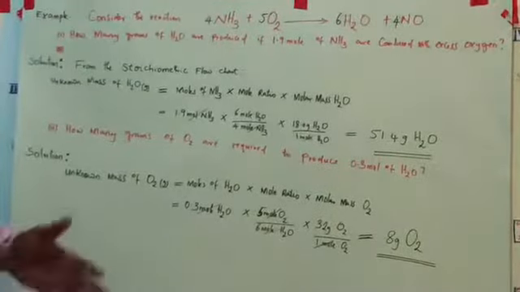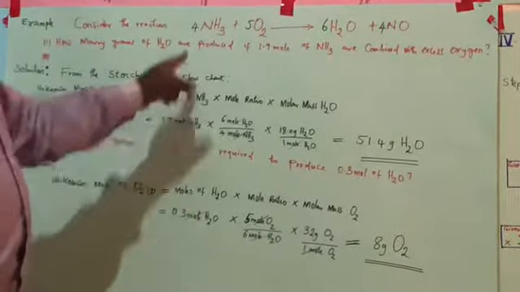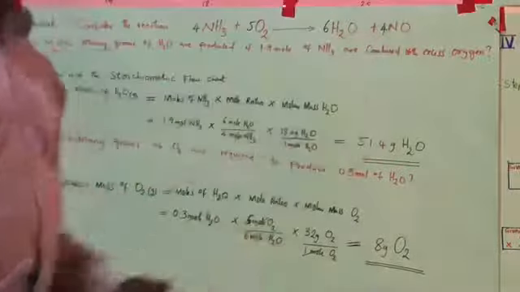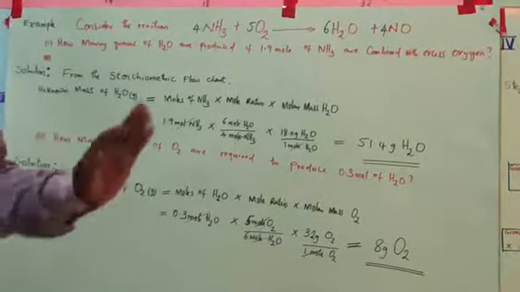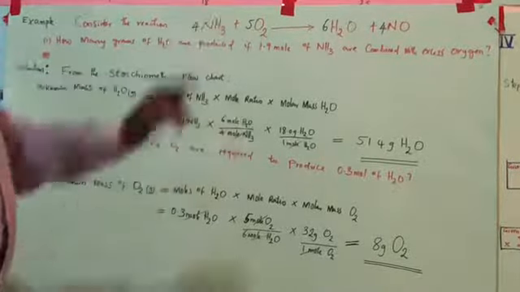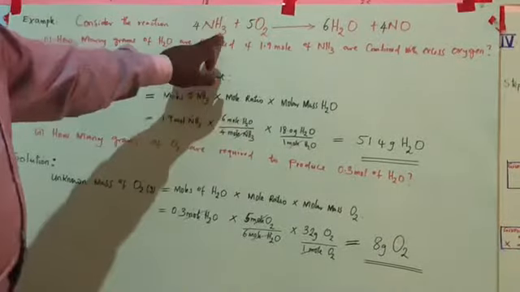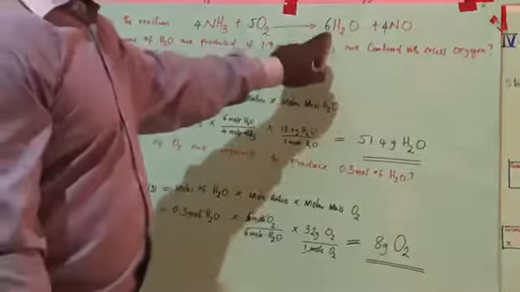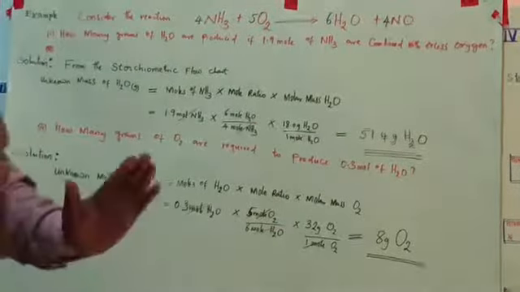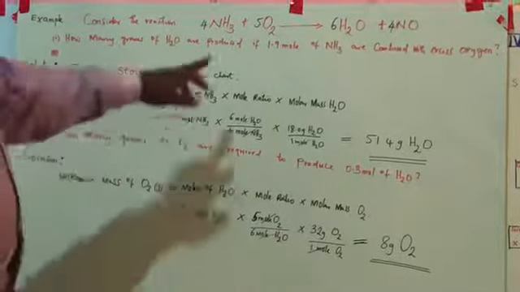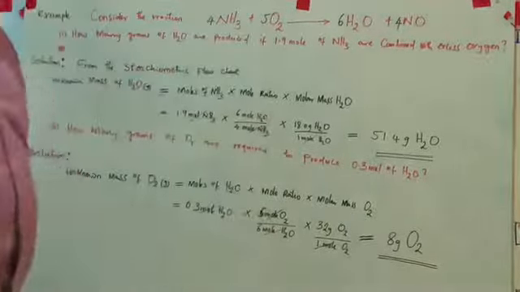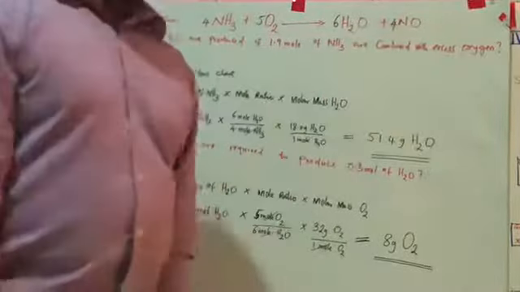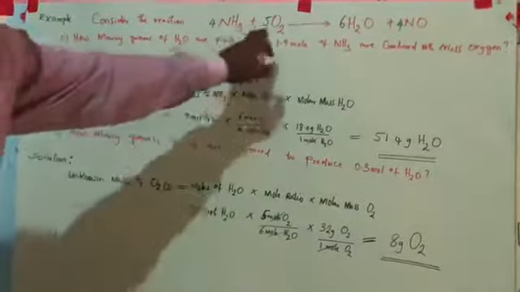Let's see, is nitrogen balanced? There are 4 atoms of nitrogen on each side. The element nitrogen is balanced. Let's look at hydrogen: 3 times 4 here is 12, and hydrogen on the other side is 2 times 6, which is 12. Hydrogen is okay. Let's look at oxygen. Oxygen here is 2 times 5, which is 10. And oxygen on the other side is 6 oxygen plus 4 oxygen, which is 10. That gives 10 here and 10 there.